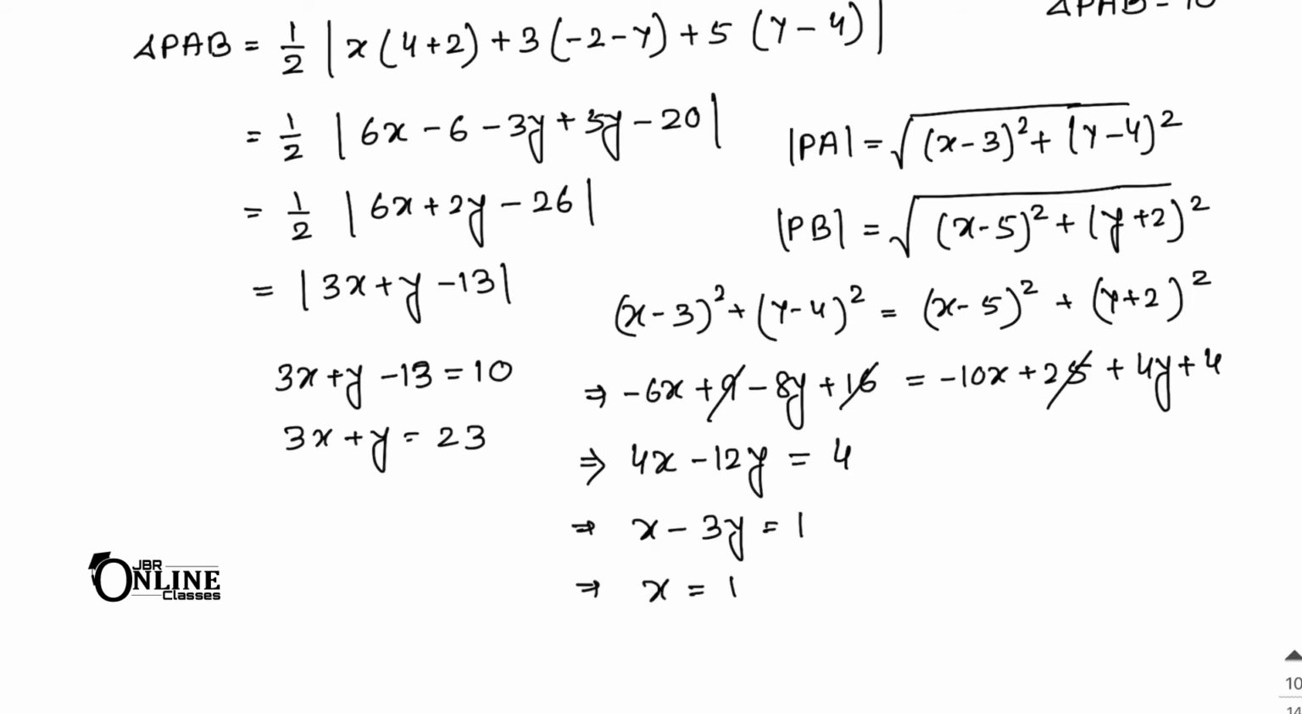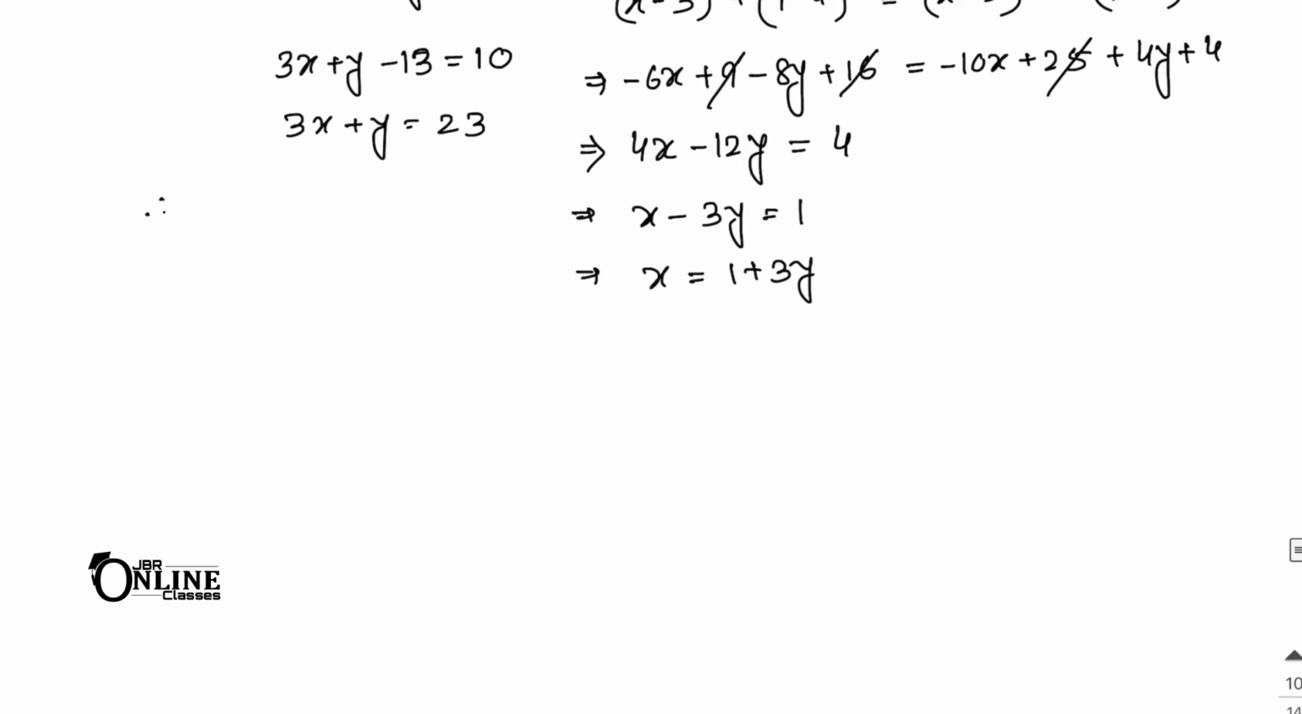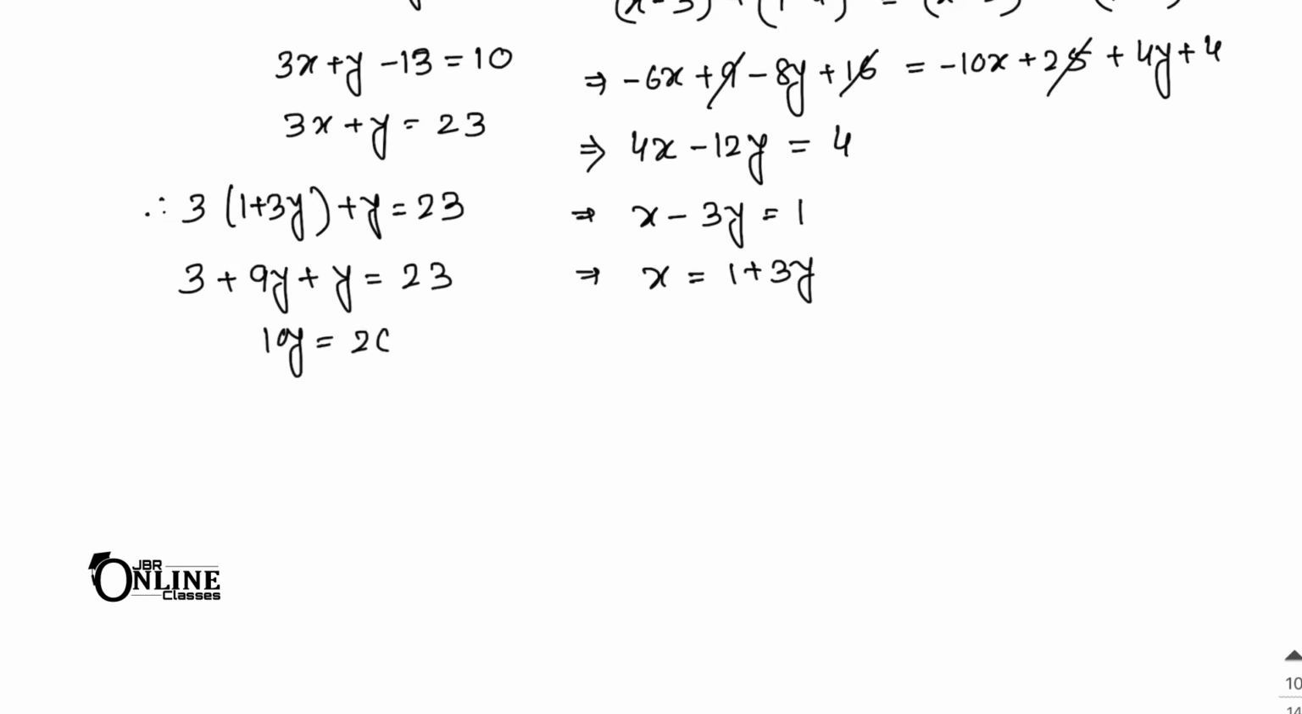So from that, x equals 1 plus 3y. So as x equals 1 plus 3y, then 3 into (1 plus 3y) plus y equals 23. So 3 plus 9y plus y equals 23. So 10y equals 20, and then y equals 2. That means x equals 1 plus 6, which is 7. So x equals 7 and y equals 2. So the coordinate of P is (7, 2). That is your answer.